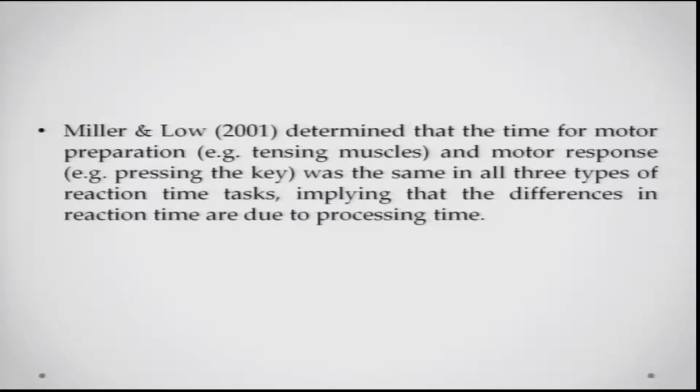Miller and Lowe in 2001 determined that the time for motor preparation, so you have to prepare your hand for actually being able to press the button, which leads to a particular tensing of muscles, and the motor response when you finally press the key, was generally the same in all three kinds of reaction time task: the simple reaction time task, the recognition reaction time task, and the choice reaction time task. This led the authors to conclude that the differences among these tasks are only due to processing time, because there is a stage added each time you change the task.